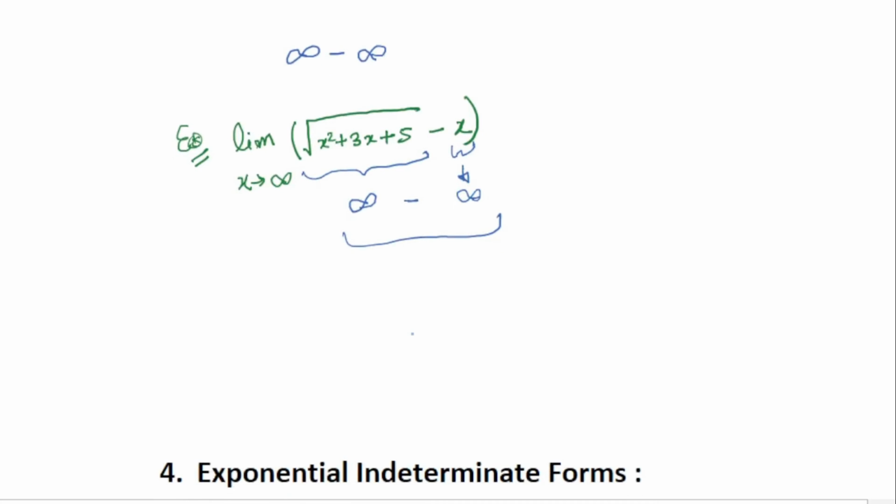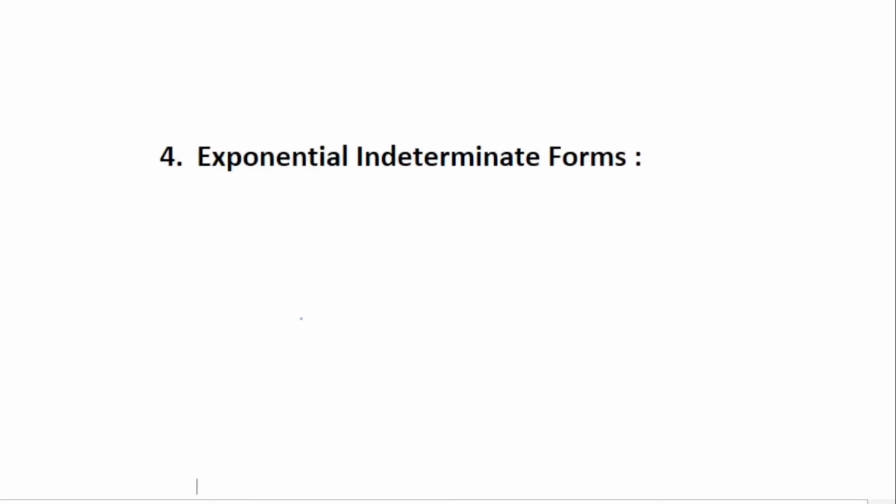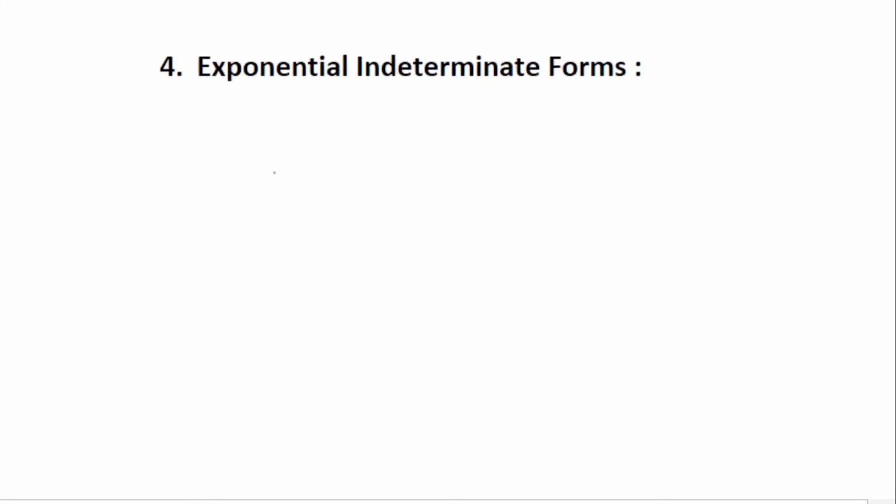Further, we are going to see the exponential indeterminate form. How can we recognize whether this is an exponential indeterminate form or not? It looks like 0 power 0, or infinity power 0, or 1 power infinity. In mathematics, if we get 0 power 0, or infinity power 0, or 1 power infinity, we can say that this is the exponential indeterminate form.